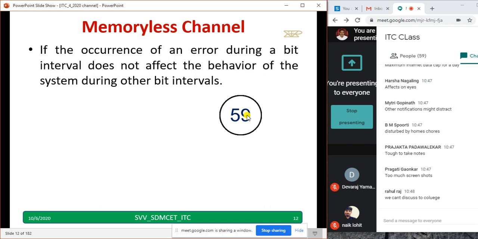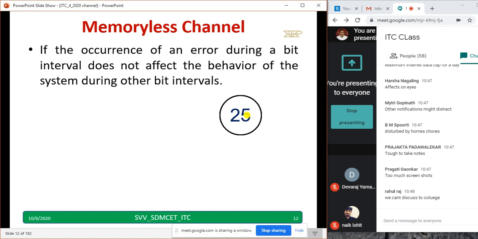Take 1 minute maximum. If the occurrence of an error during a bit interval does not affect the behavior of the system during other bit intervals, then I can say it's a memoryless channel. Read it again. You can note it down also. I'll pause and wait for another 25 seconds.